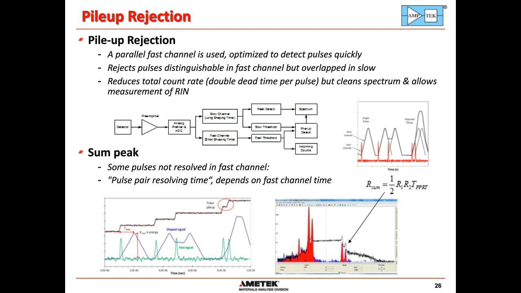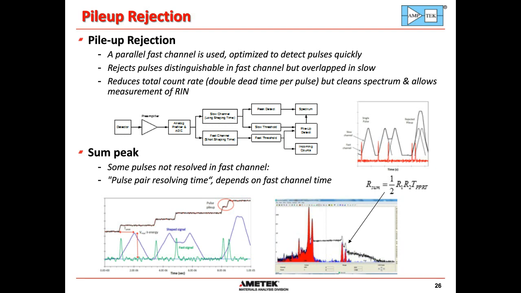The formula here gives the rate of counts in the sum peak. You can see it depends on the pulse pair resolving time, which is really the fast channel rate. So it's the fast channel peaking time that matters there. The slow channel peaking time determines the dead time. The fast channel peaking time determines the rate of events in the sum peak.